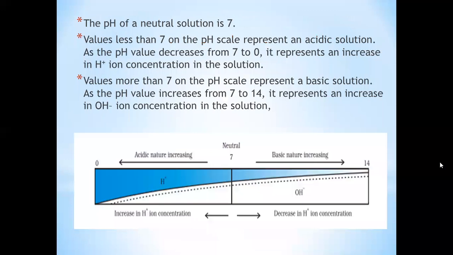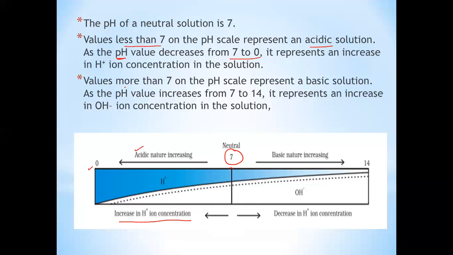pH of neutral solution is 7. If pH is 7, then solution is neutral. If pH is less than 7, then it is acidic solution. As the value of pH decreases from 7 to 0, it means there is increase in H positive ion concentration in the solution. It means acidic nature increasing.